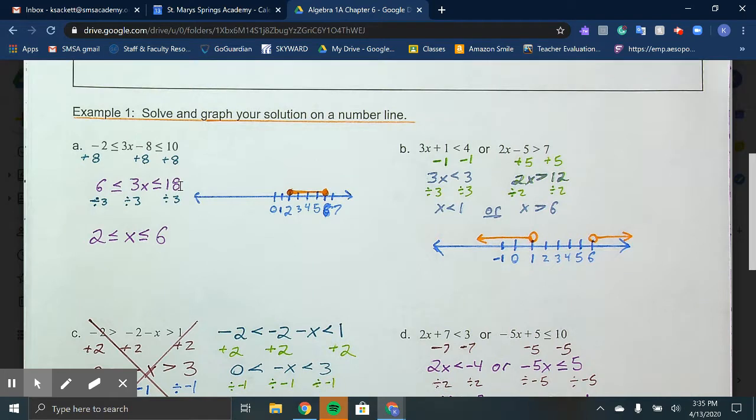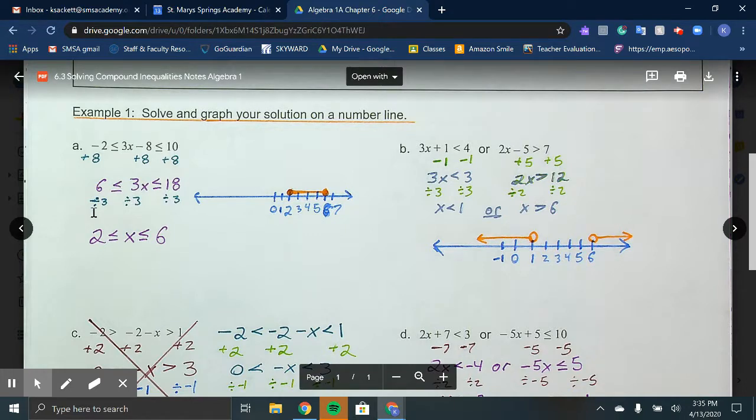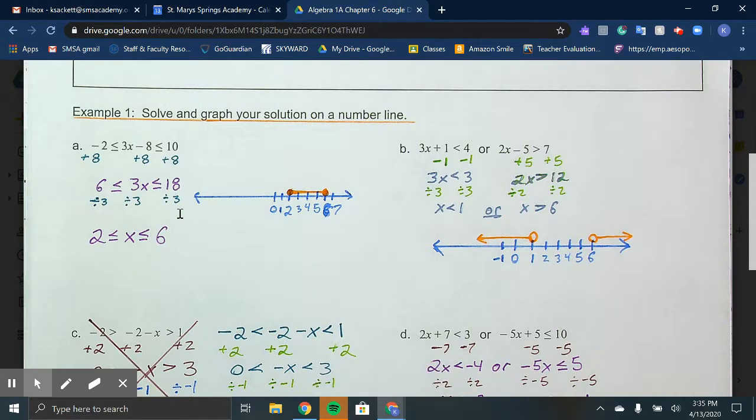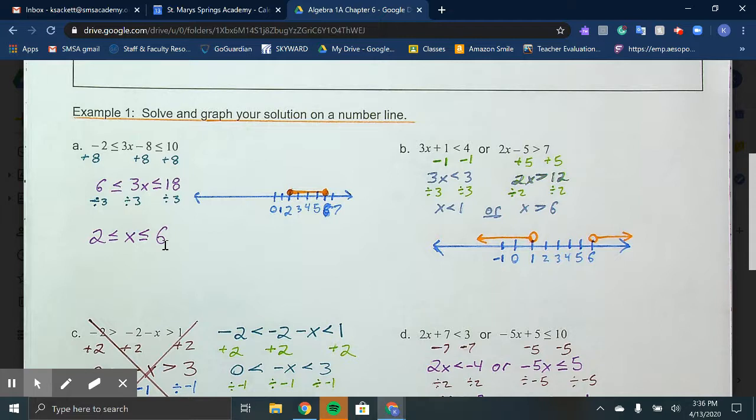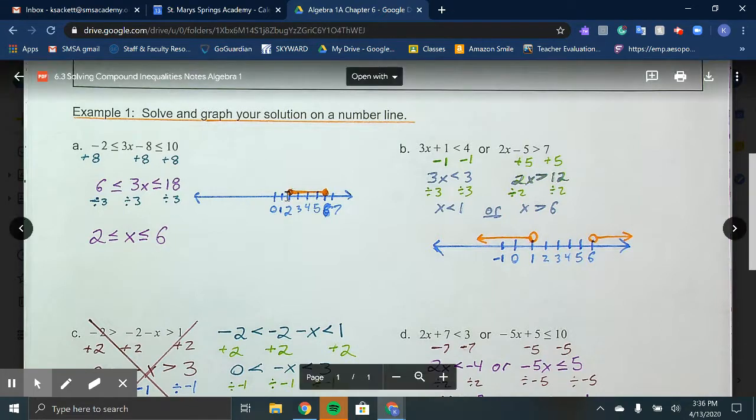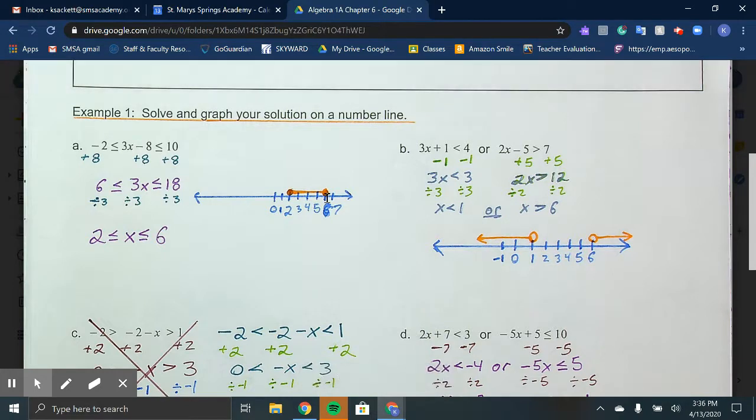Now I need to get rid of the 3 that's being multiplied by x. So I'm going to divide the middle, the left, and the right all by 3. That gives me the final compound inequality: x is greater than or equal to 2 and less than or equal to 6. In this case, I need a filled in circle at both 2 and 6, and because it's an and, I'm just going to shade in between the 2 and 6.